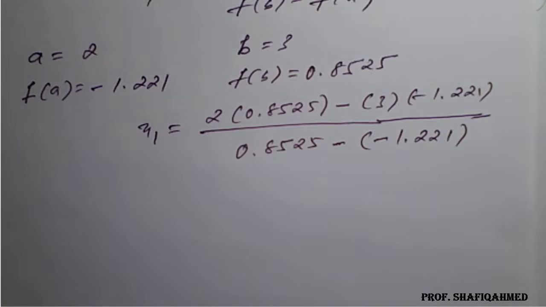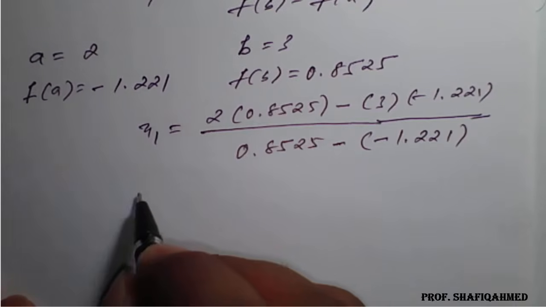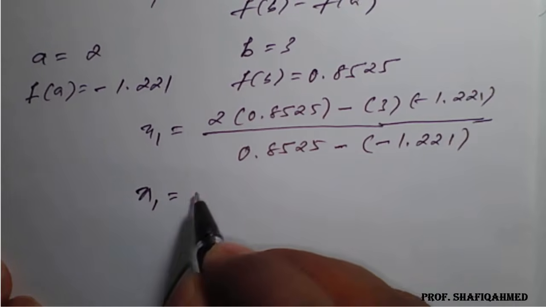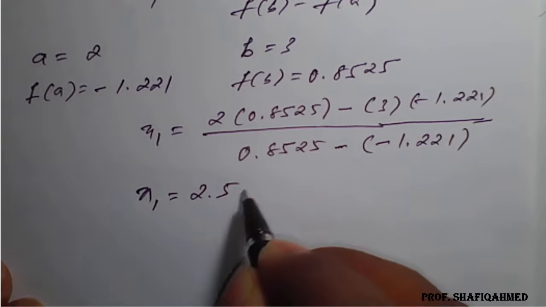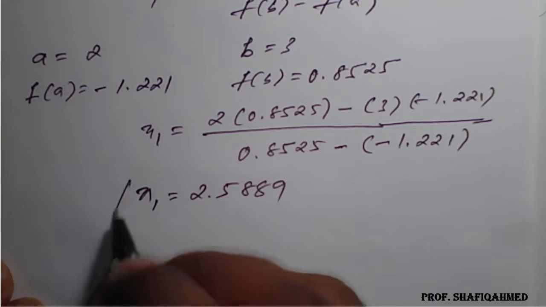Therefore the first approximation is x1 is equal to 2.5889.